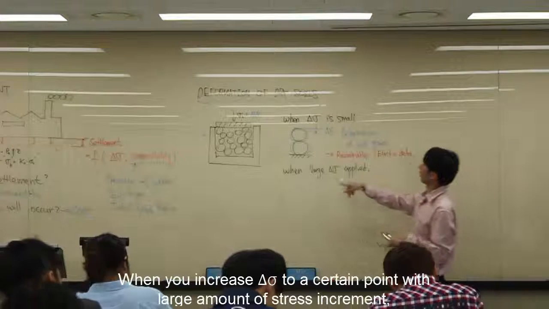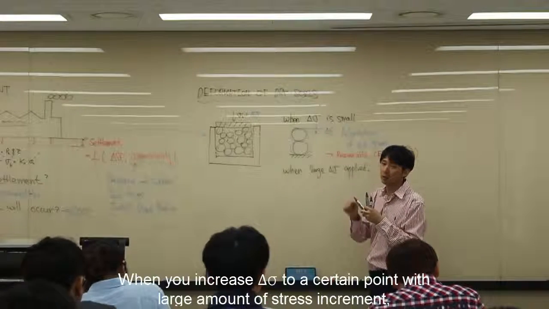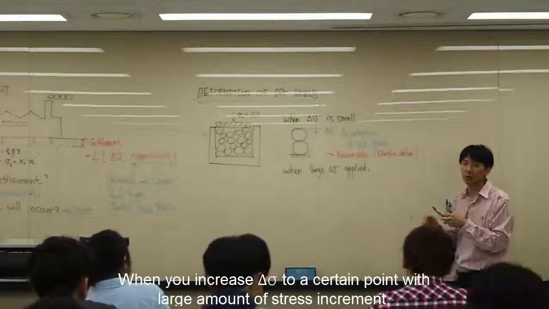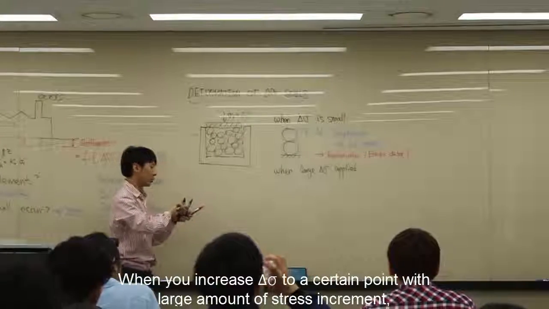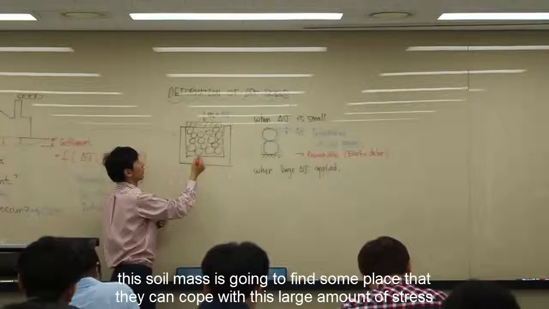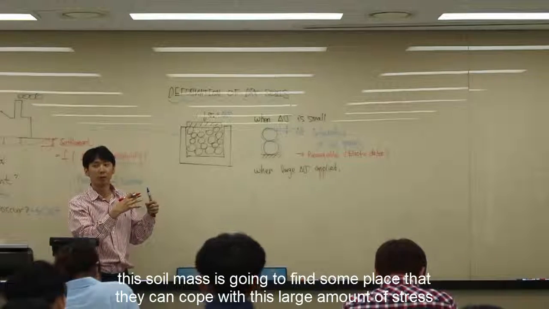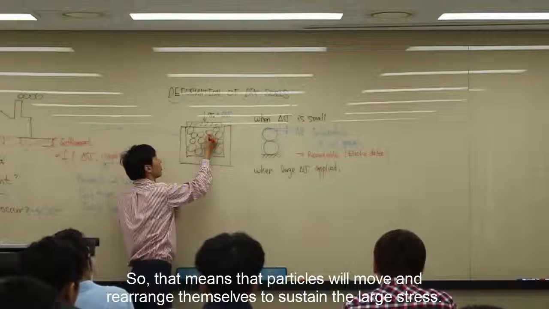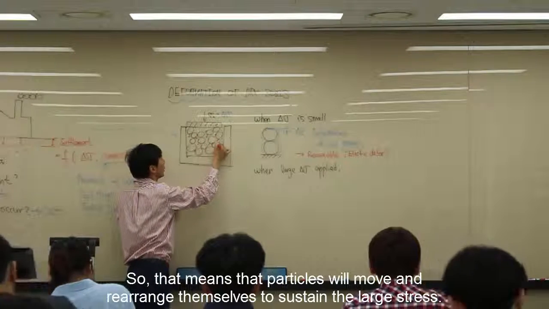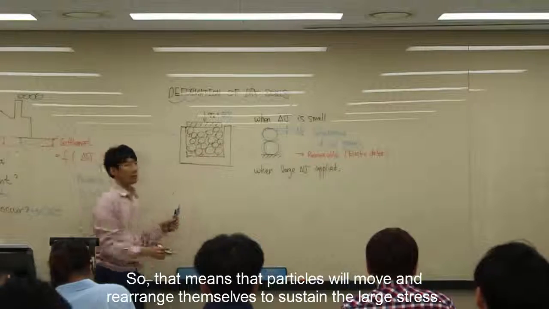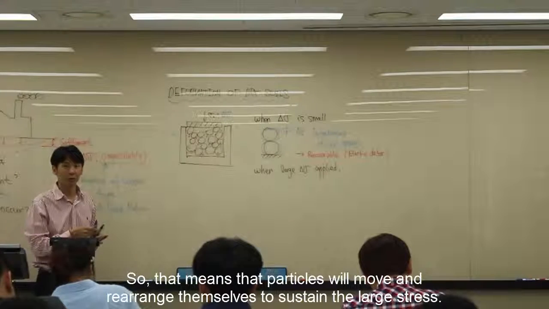When you increase this delta sigma to a certain point, so that you're applying a large stress increment, then what will happen? This soil mass is going to find some way to cope with this large amount of stress. That means the particles will move and rearrange themselves to sustain and reduce this large stress.